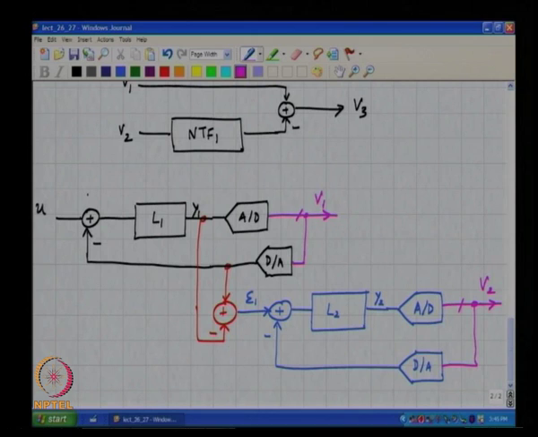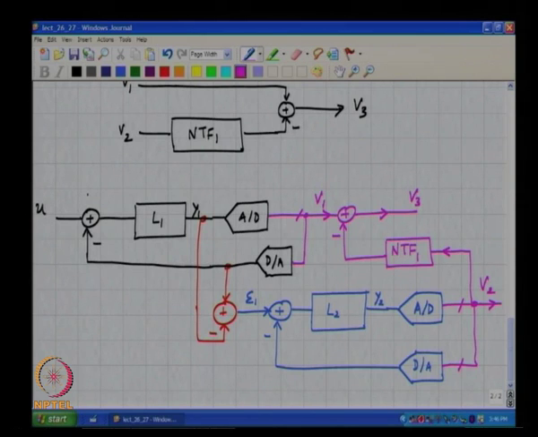And what should I do to realize V3? Take V2, pass it through a filter whose transfer function is NTF1, then subtract it from this. All the signals in magenta are digital signals. So, this filter therefore is a digital filter. This is clear now.